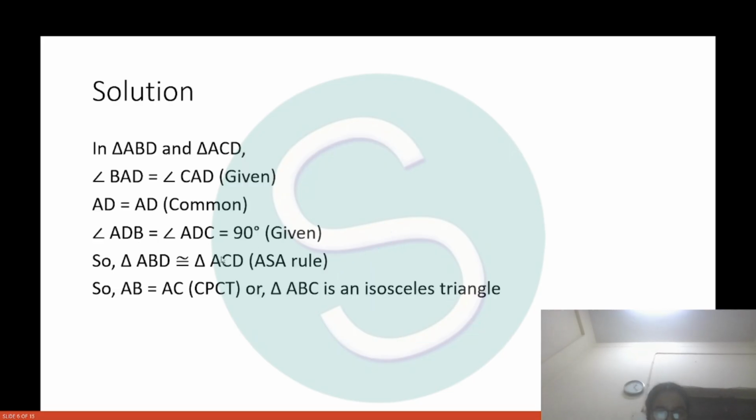So this is what we have written. In triangles ABD and ACD, these two angles are equal, as it is given to us that AD bisects angle A. AD is our common side, and it is given that angle ADB and angle ADC equal 90 degrees. So triangle ABD is congruent to triangle ACD by the angle side angle rule. So AB equals AC by CPCT, and triangle ABC is an isosceles triangle.